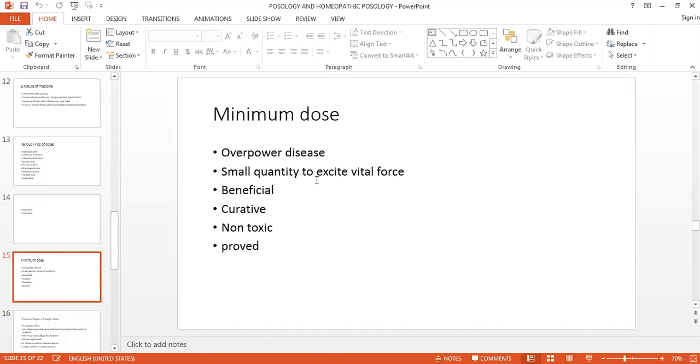which is keeping all the organs in harmony, which is circulating the blood, which supplies the oxygen, which is giving the nutrients. So that energy is disturbed, so we have to excite it, so that the WBC will increase and our natural disease will be overpowered. So we have to give only that much quantity, so that it does not become toxic to the patient, and hence it is beneficial for the patient, it is more curative, and it is non-toxic, and that's why we prefer a minimum dose to the patient.